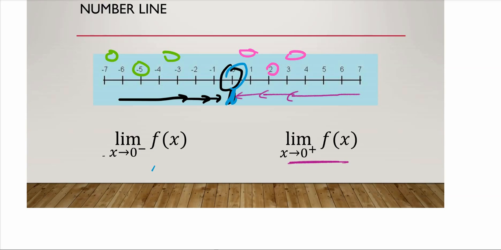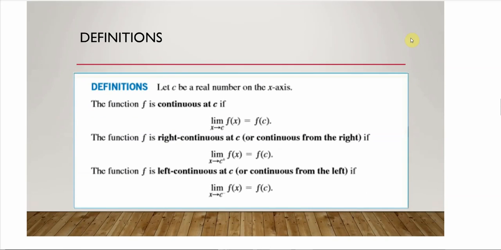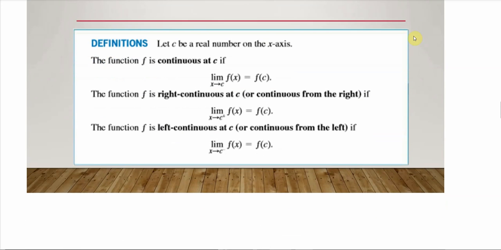All right. So let's go ahead and look at the definition. Let c be a real number on the x-axis. The function f is continuous at c if the limit is equal to the defined point at x equals c. All right, so some of you are going to look at that and say, well, I don't understand what you're talking about. So let me go ahead and give you a little visual here. I'm going to draw a visual here.